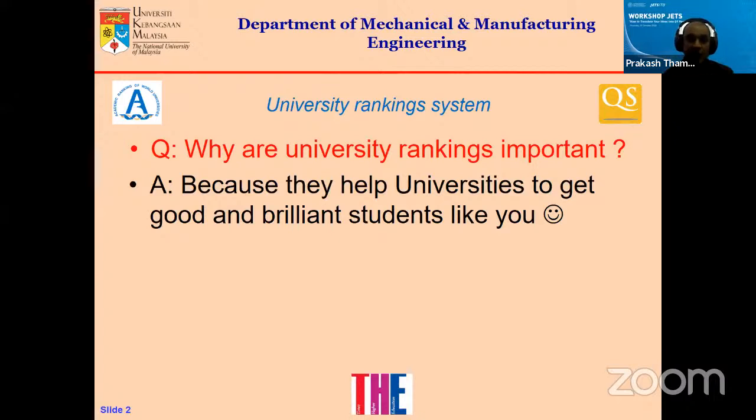So it's important for us to be highly ranked because we want to get the best of the best students. Good students, like from ITB, people will be clamoring for them, right? So we in Malaysia want to be highly ranked because then we can possibly get very good students from ITB and other good universities in the world, particularly from India, China, and so on.